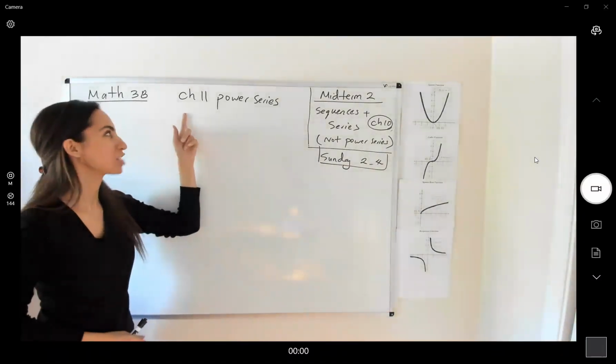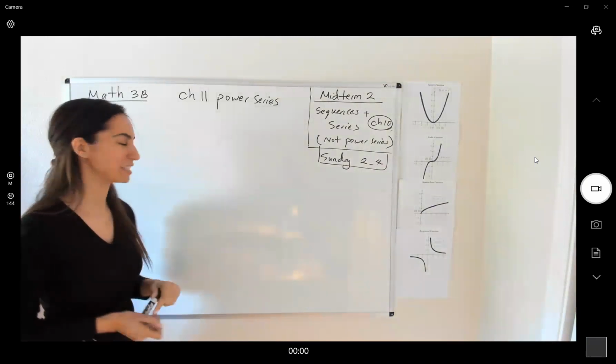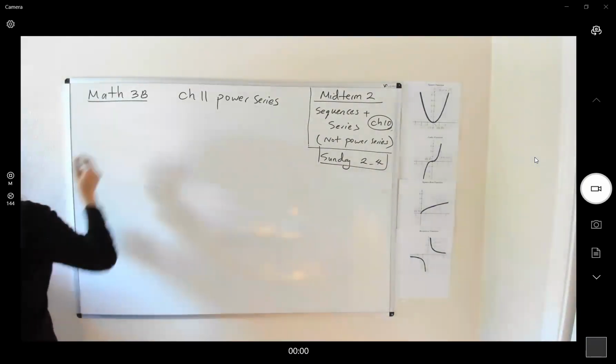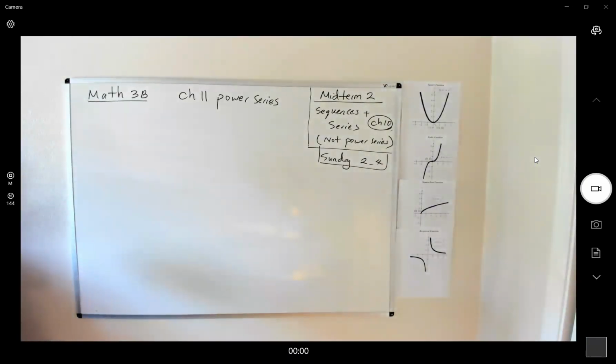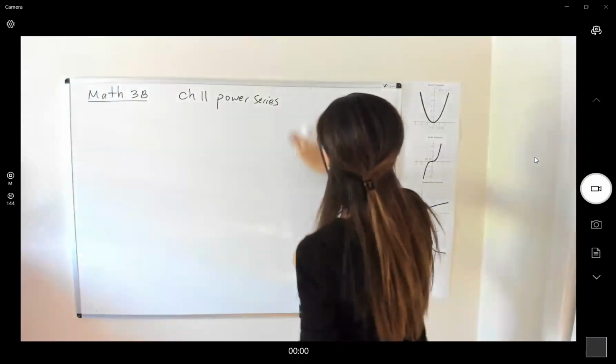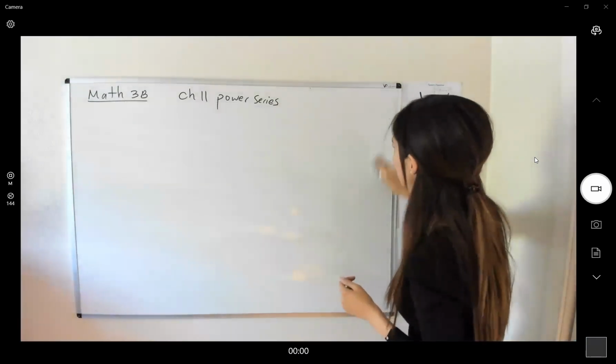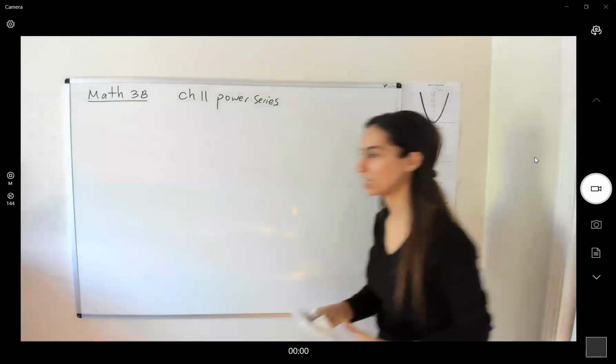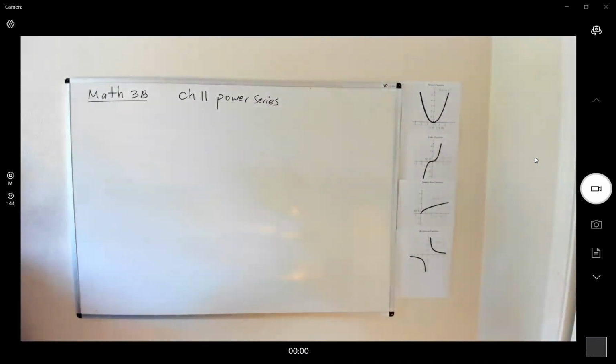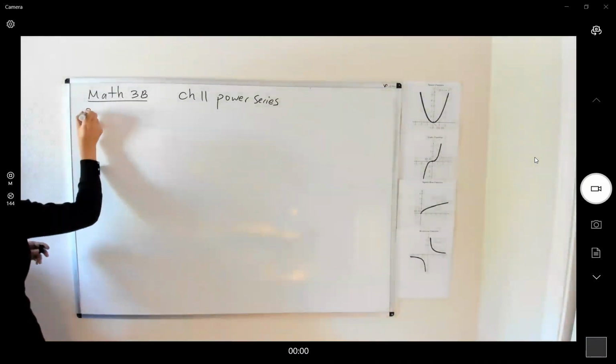Very well. Chapter 11, power series. So what have we learned so far? In chapter 10, we started talking about sequences. Then we defined new objects, series. Review.